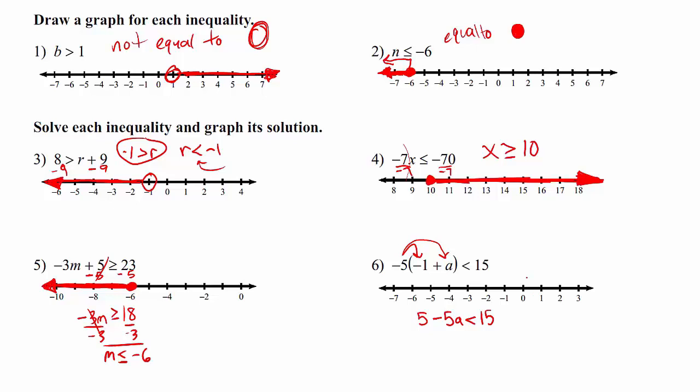Now, we don't have to change the inequality because we didn't do anything yet. Like, we're just simplifying what was already done. Or another way to look at it is we didn't do it to both sides, that -5. So there's no need to flip the inequality yet. But we do need to subtract this 5 from both sides and have -5a is less than 10. And then divide by -5 and have a is greater than -2. So we put an open dot at -2 and then draw to the right.